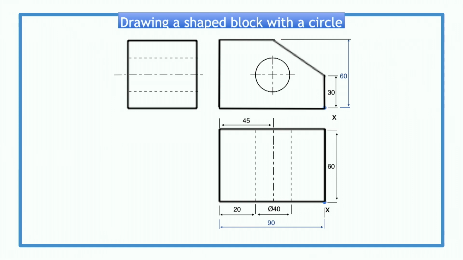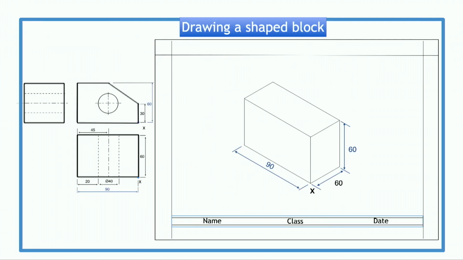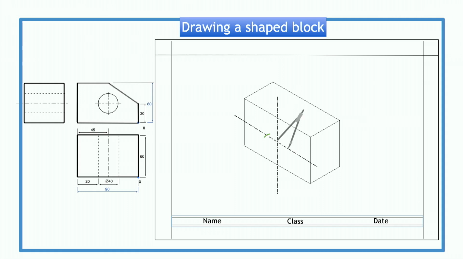We are now going to attempt to draw a shaped block with a circular hole inside. This is the required crate. We place the center lines of the isometric circle and construct the isometric square crate of the circle. We then draw in our isometric circle following the same steps that we had seen previously.